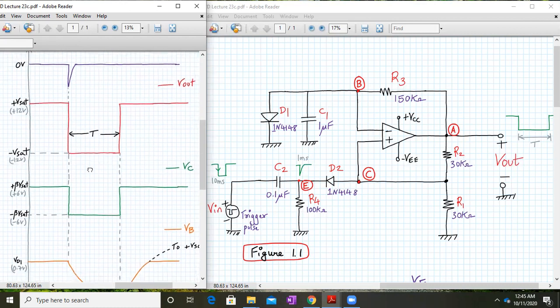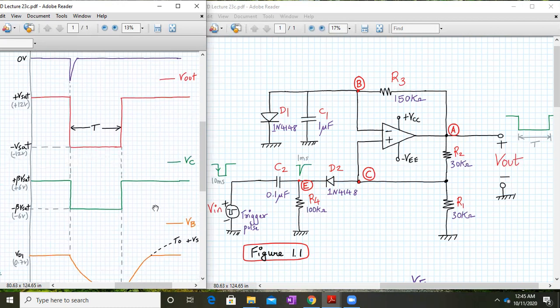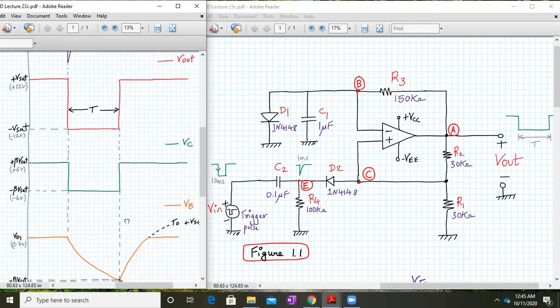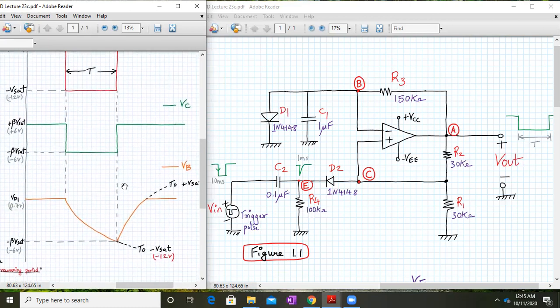Now next is the waveform available at node number C. This is not the capacitor waveform, but the waveform available at node C. This waveform has a positive value of plus beta Vsat, that is around plus 6, and a negative value of minus beta Vsat, that is minus 6 volts. So it's ranging from plus 6 to minus 6. And we have a capacitor voltage at point number B, where we will have the capacitor charging and discharging.